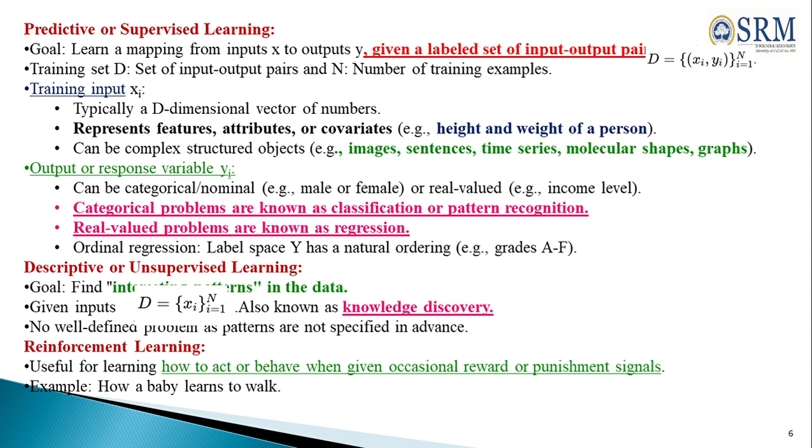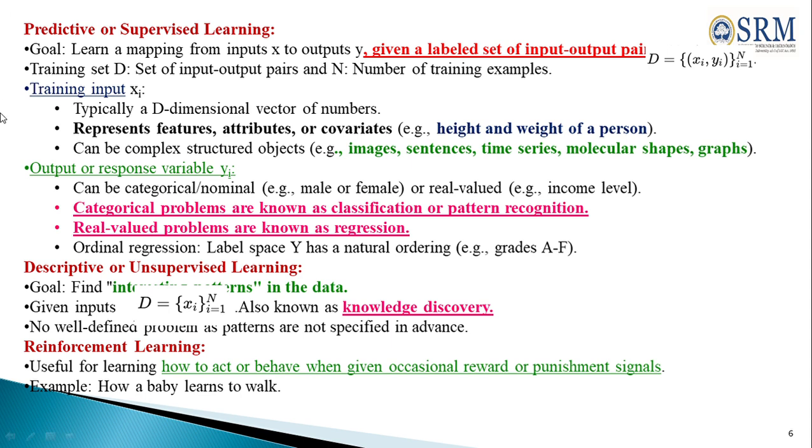Supervised learning, the other name is predictive learning. Why? Here the main objective or goal is to map a set of inputs X to the output Y, provided you give a labeled set of input output pairs. So your input set of d-dimension vectors is going to have both your input and corresponding output pairs that are going to be trained.